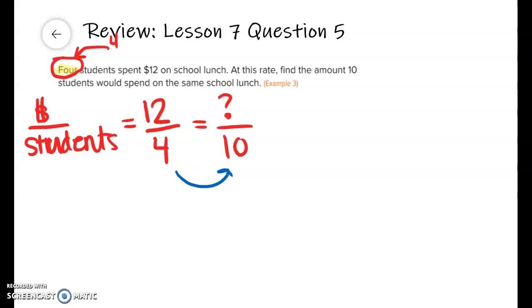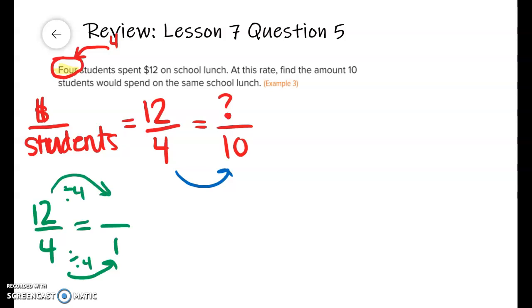So what I'm going to go ahead and do is set myself up to use unit rate, because if I know that $12 is for 4 students, then how much is that for 1 student? Well, 4 divided by 4 is 1. So to keep things proportional, I'm going to go ahead and divide 12 by 4. So I know by doing that that the school lunch costs $3 per student. And as soon as I go ahead and get that unit rate, then I know I can move on.